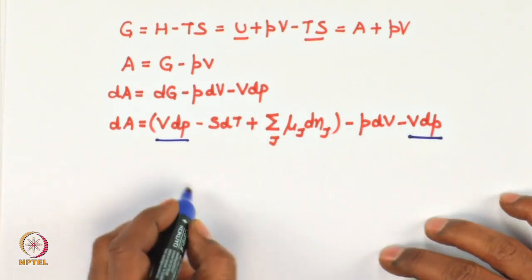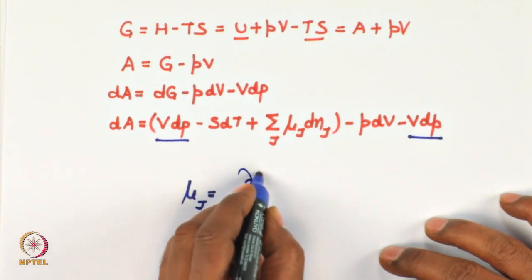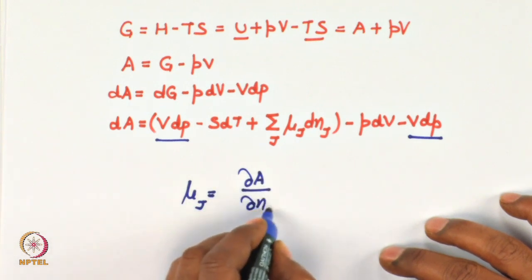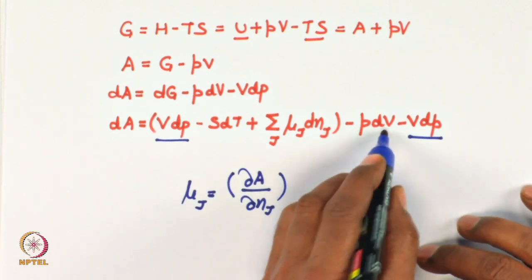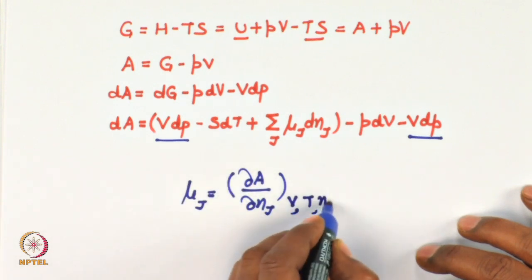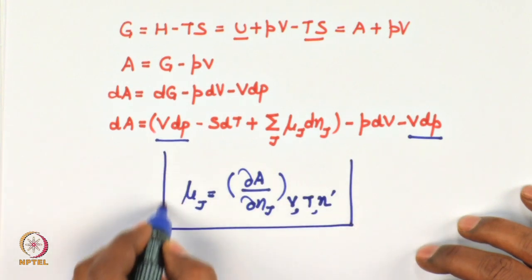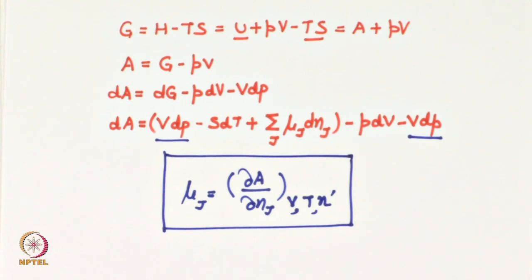From this I can write that the chemical potential is equal to the change in Helmholtz free energy when 1 mole of substance j is added. The constants are constant volume, constant temperature and n prime. This is the next connection between the chemical potential and the change in Helmholtz free energy.